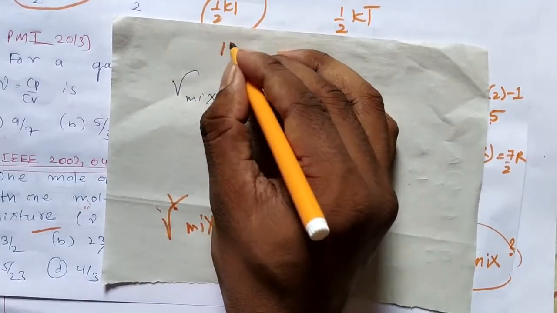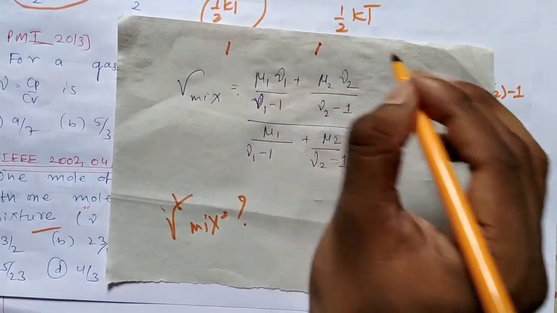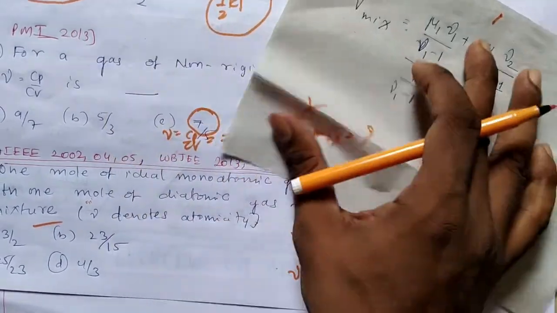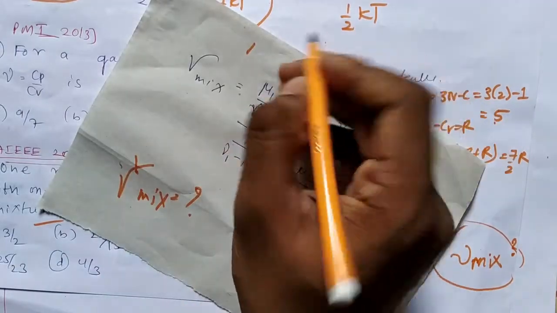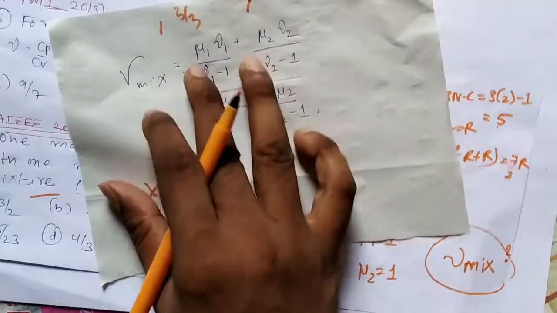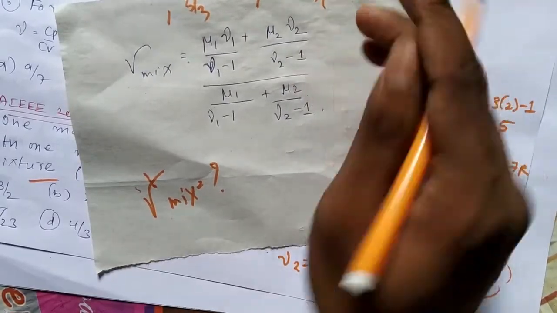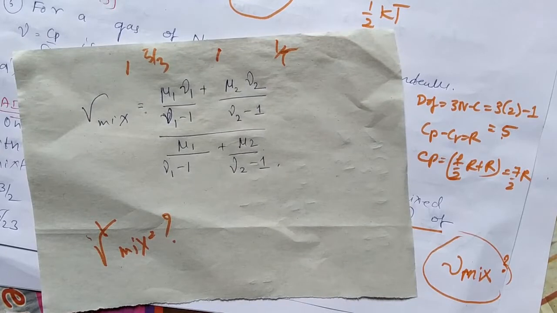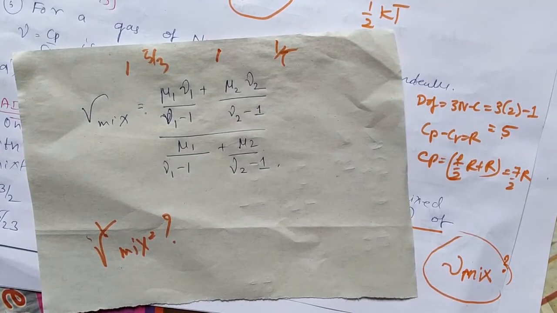Mu1 is 1 here, mu2 is 1 here, and what are nu1 and nu2? Nu1 is 5 by 3, and nu2 they have given as 1 by 5. Just use these quantities, calculate with this formula and solve some problems. Refer to NCERT, and we will give some assignments on solving that. You will get a better understanding of the concepts.